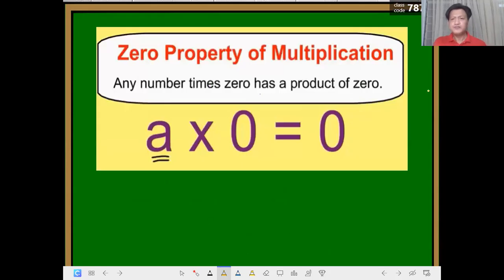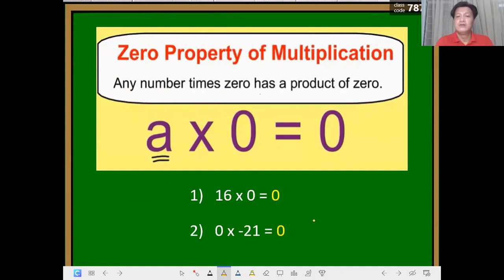Okay, so actually this is not part of the properties of operations of integers, but you have to be familiar with it, or aware of it, guys. We have what we call the zero property of multiplication. It means any number times 0 has a product of 0. So 8 times 0 is still 0. For example, 16 times 0 is still 0, or 0 times negative 21 is 0. Any number multiplied to 0 is 0, because you have no value.